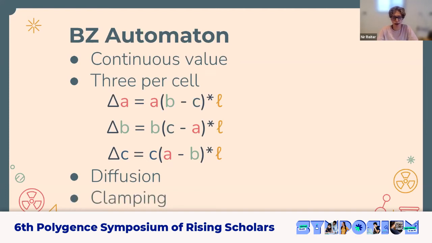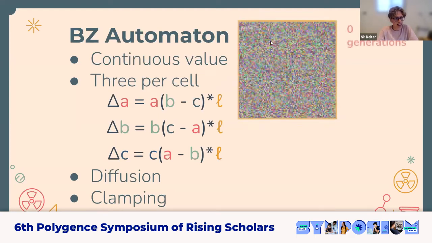To solve the problem of boundary conditions common in computer science simulations, I wrap the top side to the bottom and the left to the right. And here is an image of my simulation. This is the starting condition. I randomized it so that it starts chaotic.